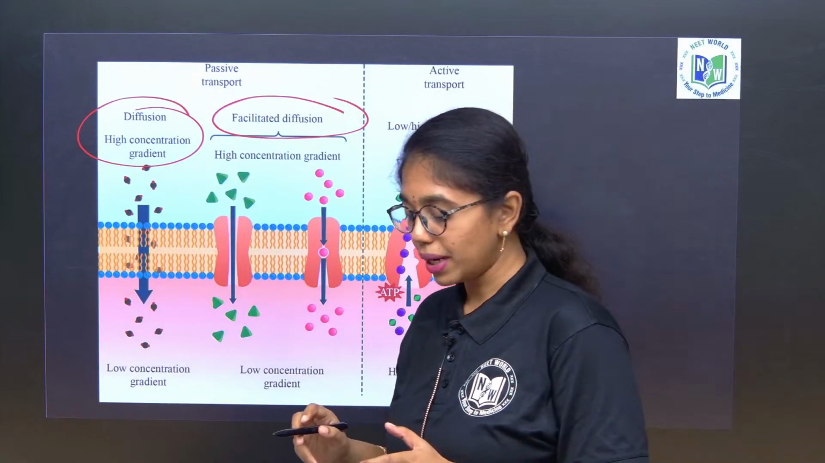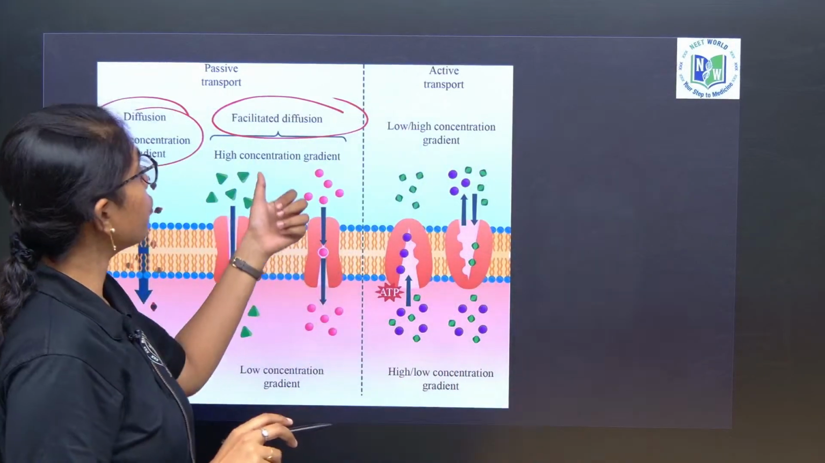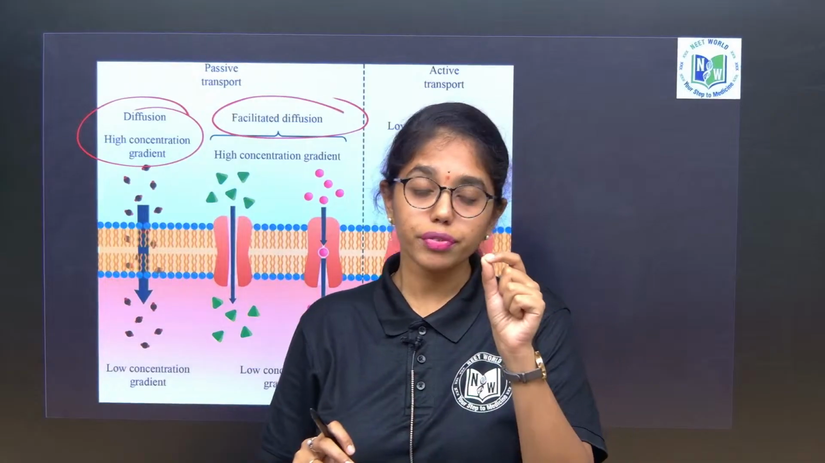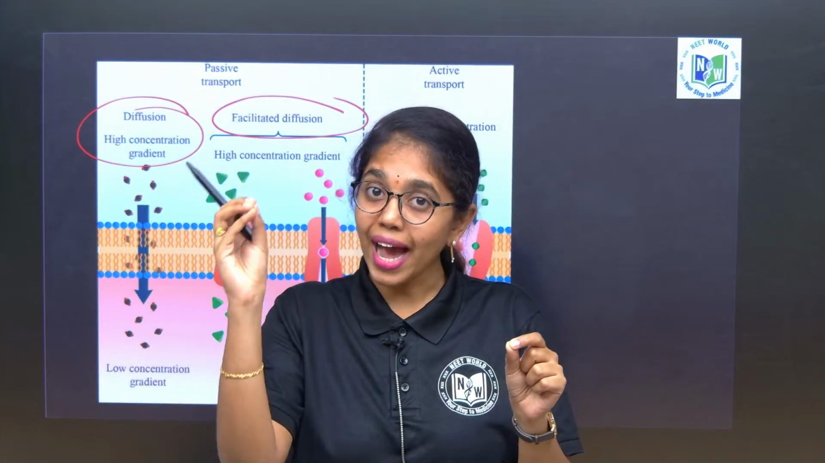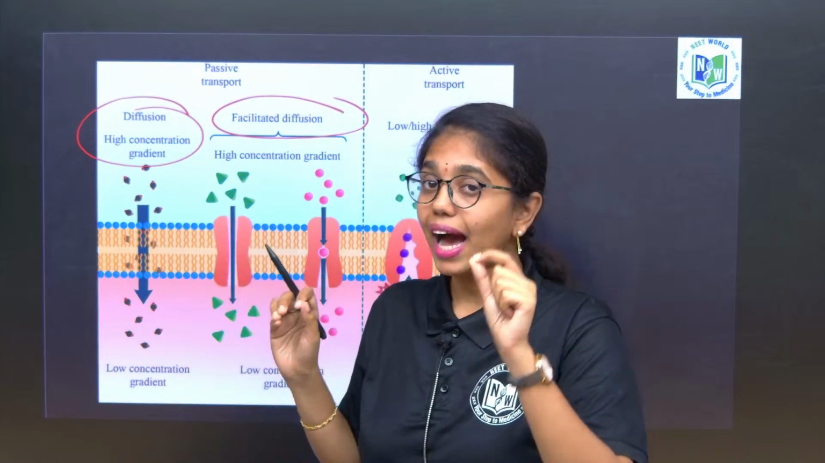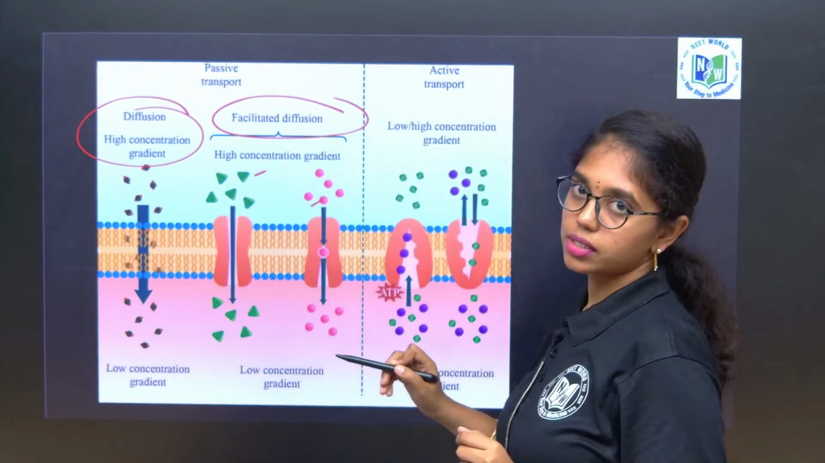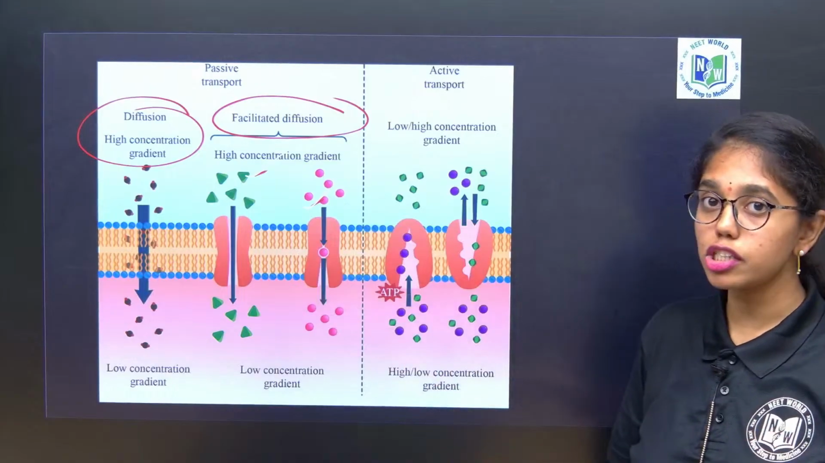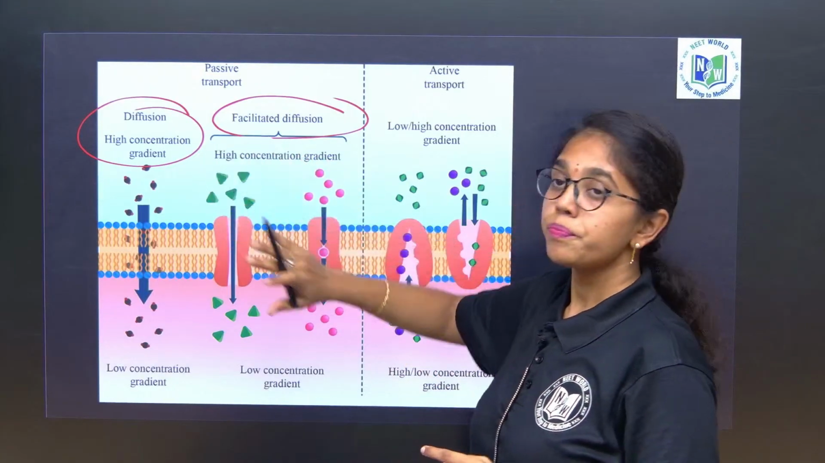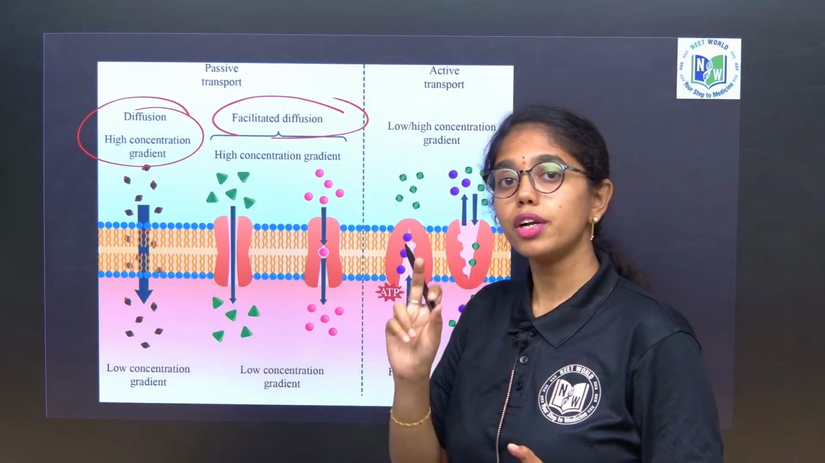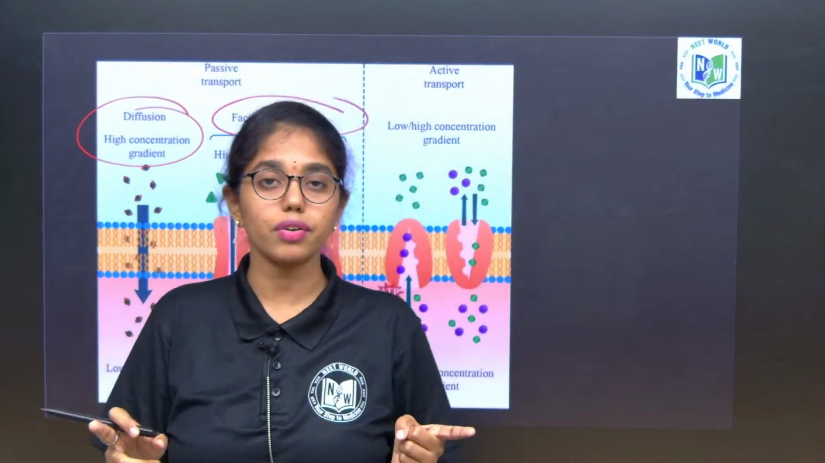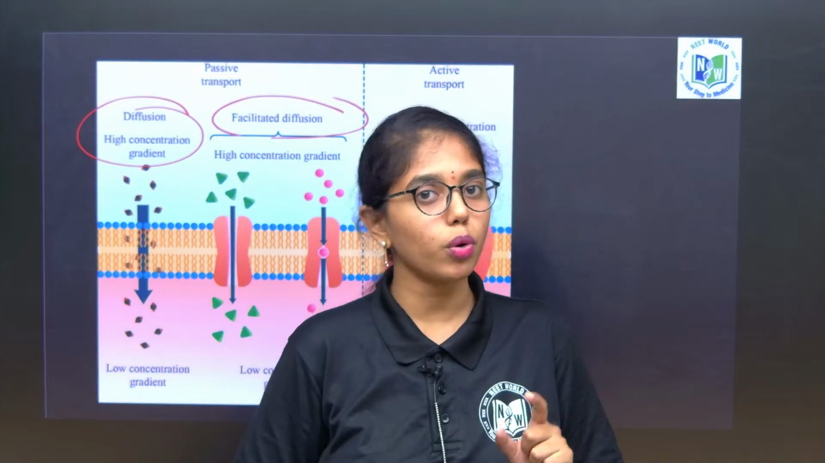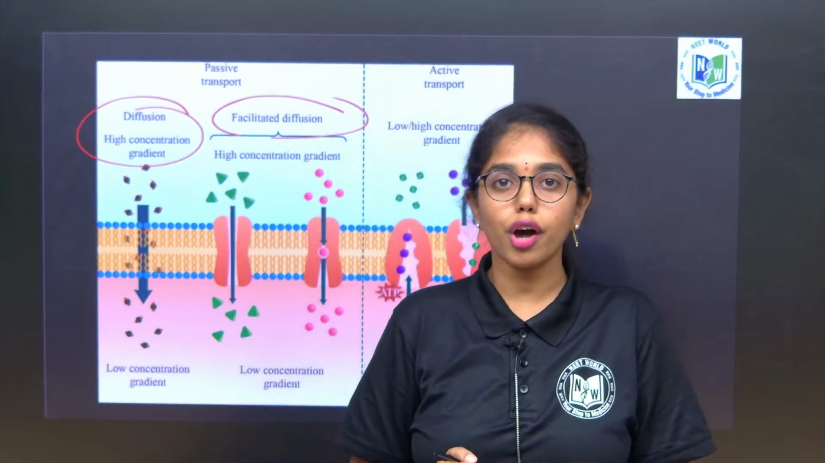Second is facilitated diffusion. Facilitated diffusion is the transport of a few ions and a few molecules, especially polar molecules like water molecules, from high concentration to low concentration via carrier proteins or channel proteins. It is not by using energy, but via carrier proteins or channel proteins. And osmosis, you all know, is the movement of molecules from high concentration to low concentration through the semi-permeable membrane. Water is transported either via facilitated diffusion or through osmosis.